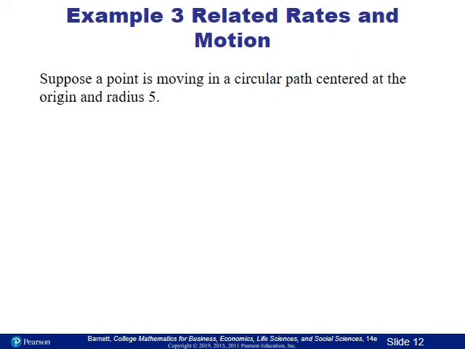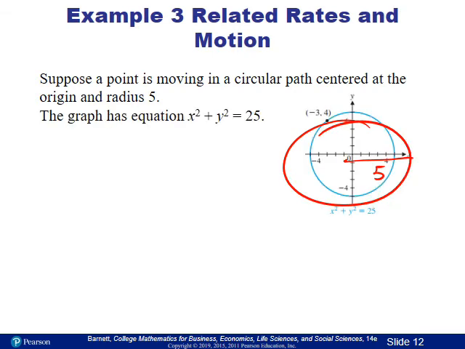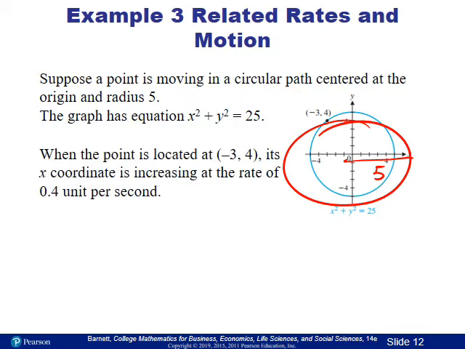We take another example. Suppose a point is moving in a circular path centered at the origin and the radius is 5. The graph has an equation like x squared plus y squared equals 25. So this is the equation of a circle, and this is the point which is moving around the circle.